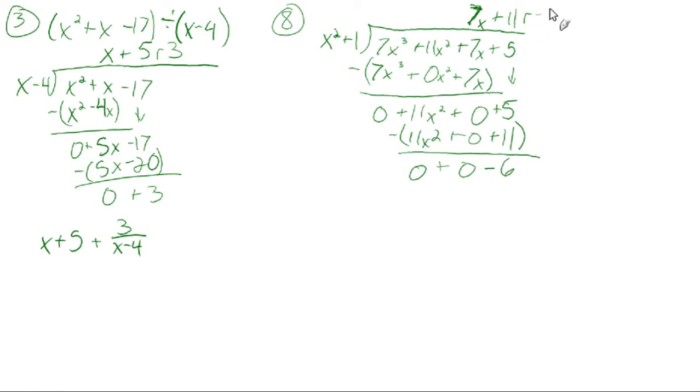So we have a remainder of negative 6, which really means that 7x plus 11 minus 6 over x squared plus 1, that is what we get when we divide these two things here. We divide this by that. So there is the result.